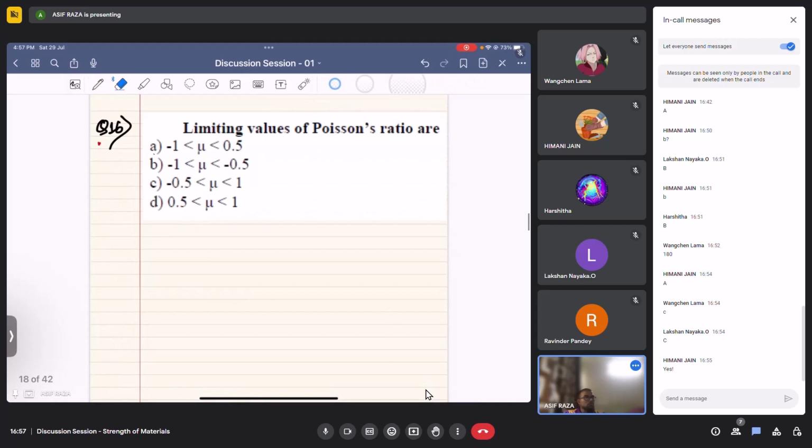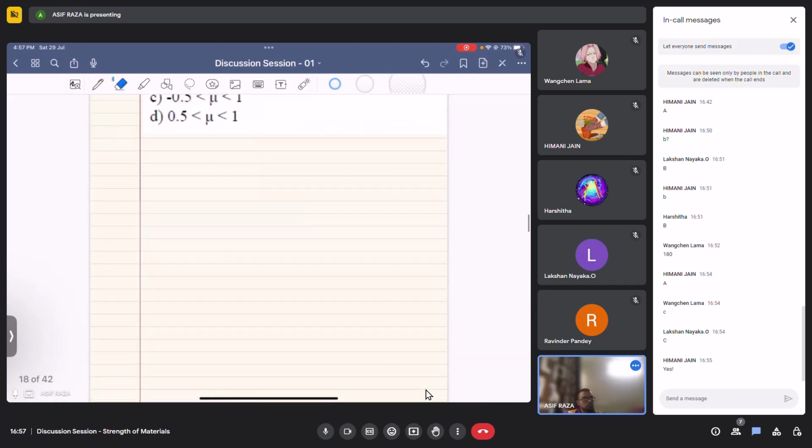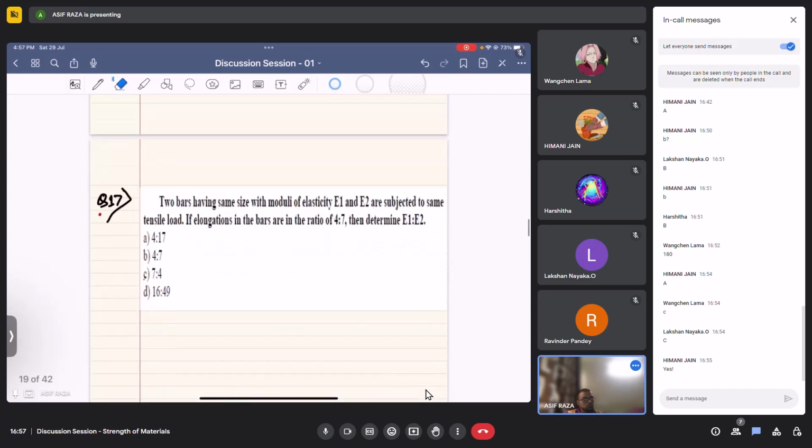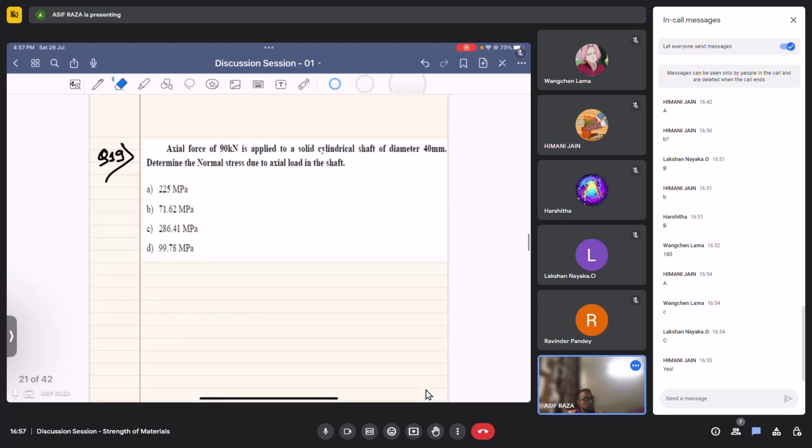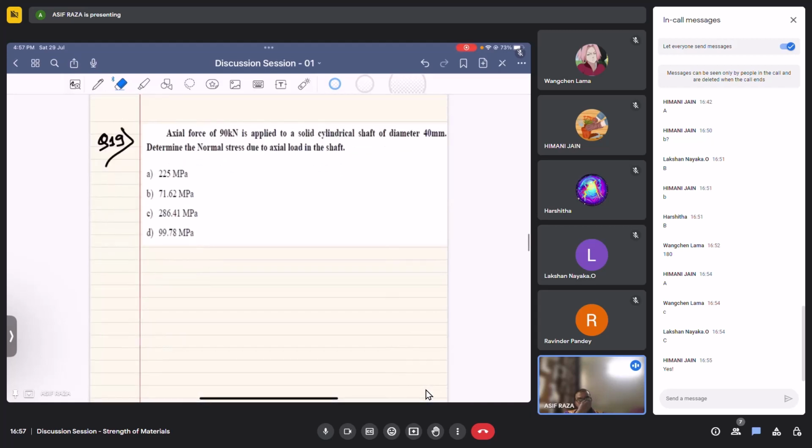This question is already there in the assignment, so I will skip it. This is the same thing. It is also likewise for this. Okay, let's see this question.